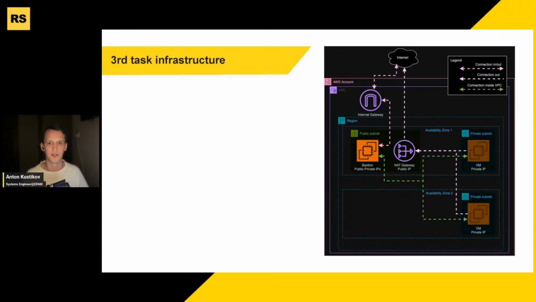And this is how our infrastructure should look. I believe you already saw this picture in test number 2. But what is changing? First of all, we just got rid of one of the virtual machines in our public subnet, so we don't need it anymore.